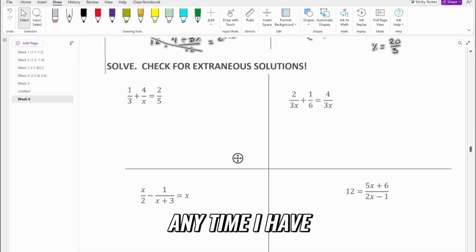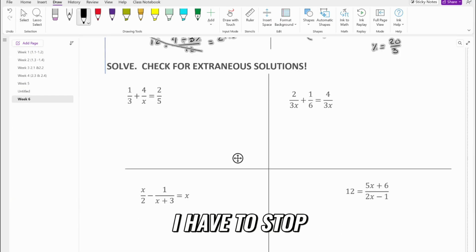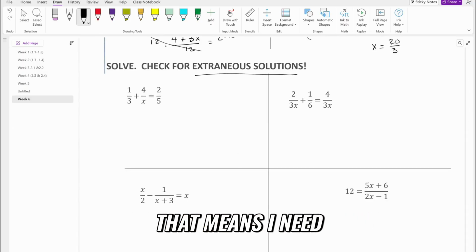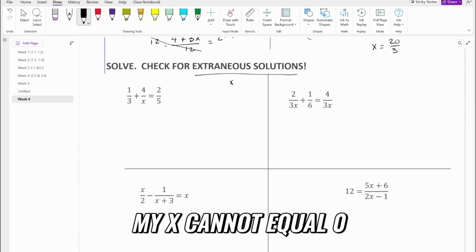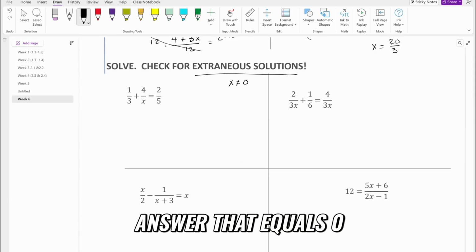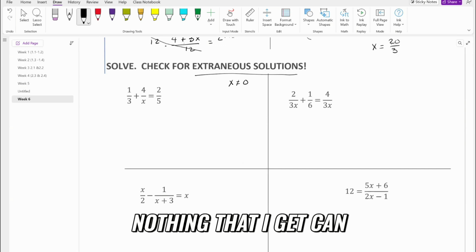Anytime I have an x that is in the denominator, I have to check for extraneous solutions. That means I need to say, in this case, my x cannot equal 0. So if I get an answer that equals 0, it can't really exist.